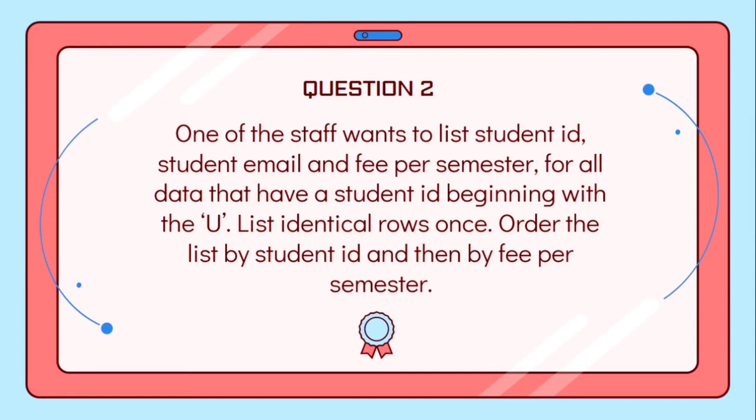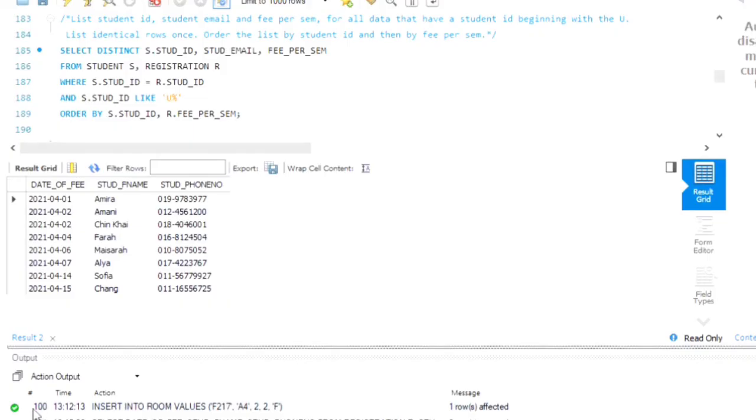So for the command of this question, based on the second question, we have to select student ID, student email, fee per sem from student S, registration R, where S student ID equal to R student ID and S student ID like U, order by S student ID, R fee per sem.